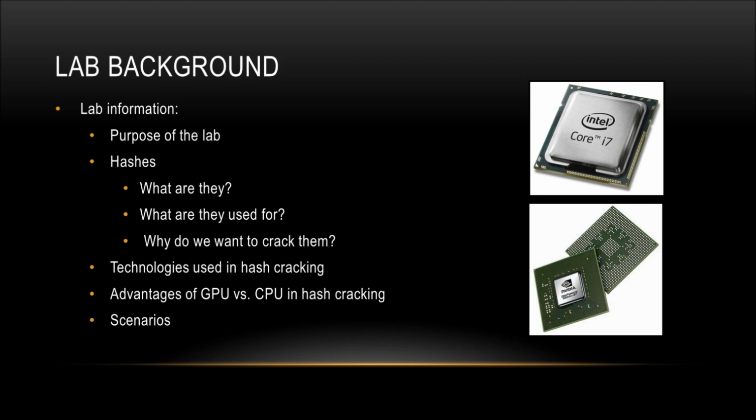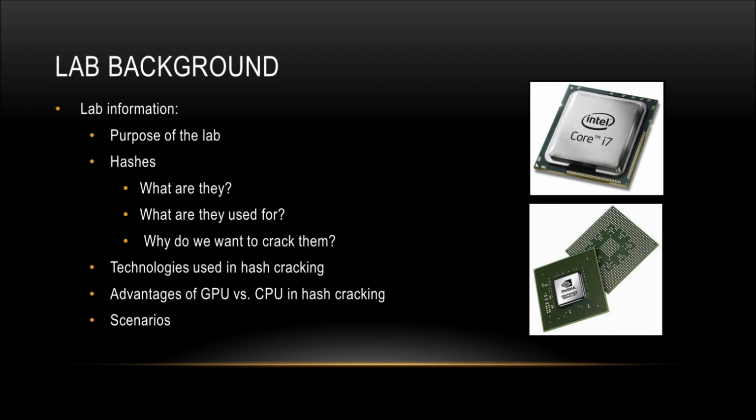Throughout this lab, we're going to be discussing the topic of decrypting hashed passwords. We'll explain the purpose of using graphical processing units, also known as GPUs, which can be found inside a graphics card, to decrypt hash values. These can be used to carry out brute force attacks on password hashes in order to recover the plain text password. This process is also known as hash cracking.